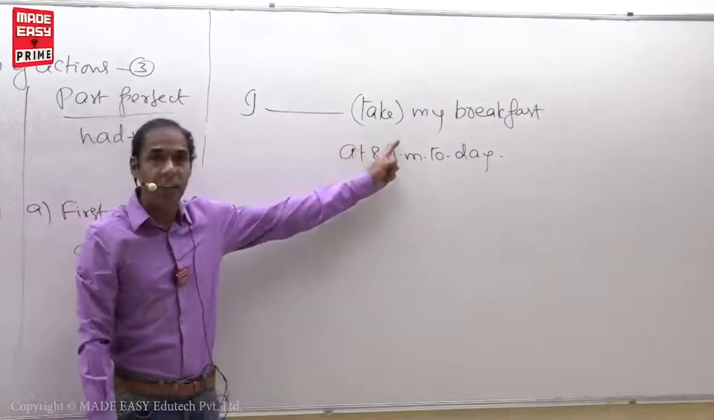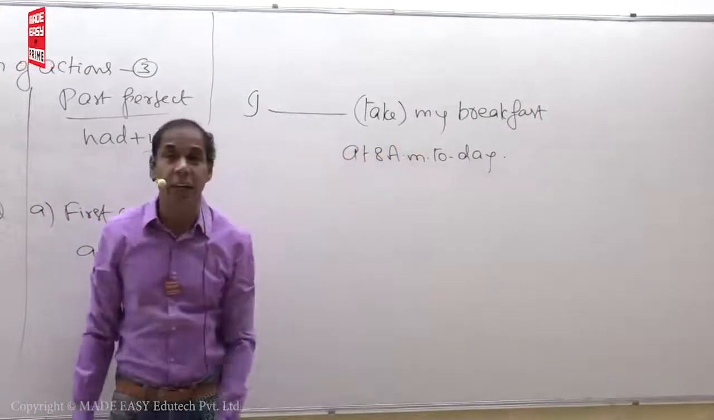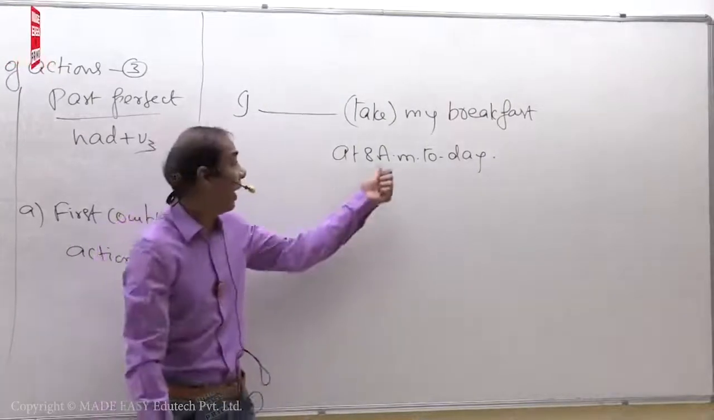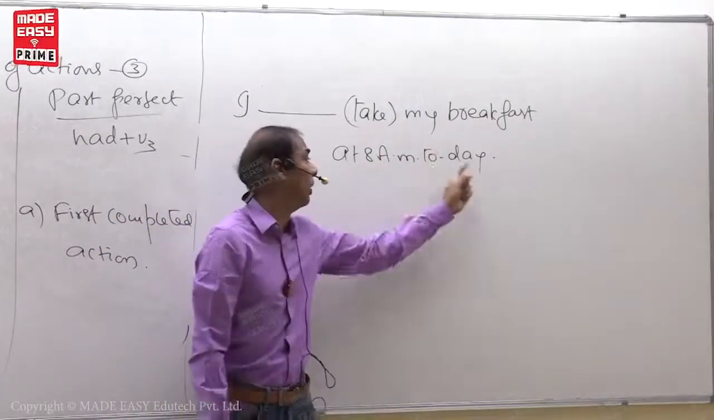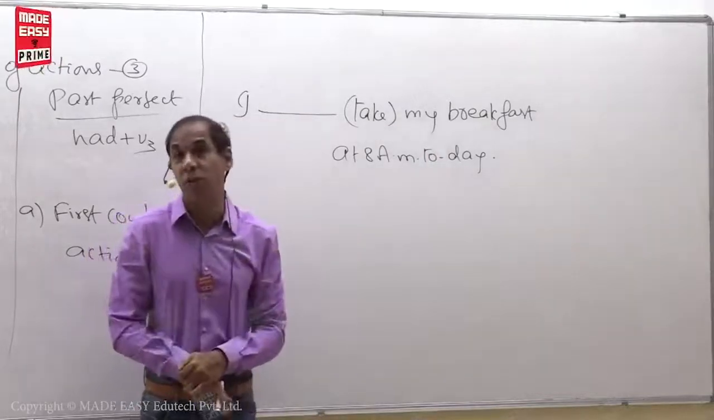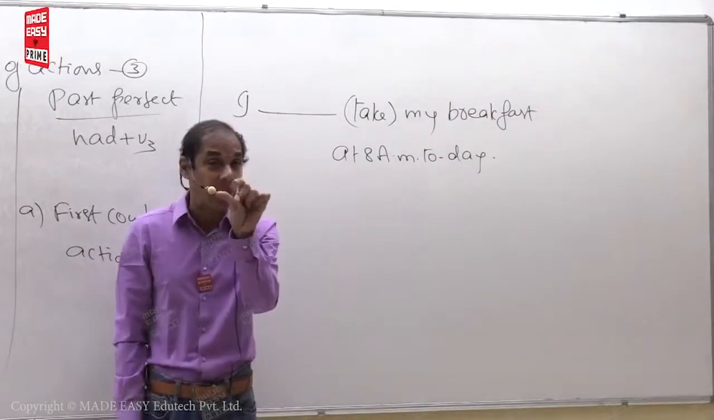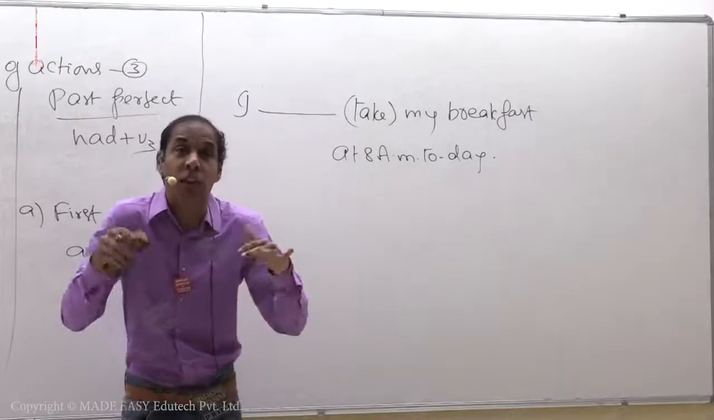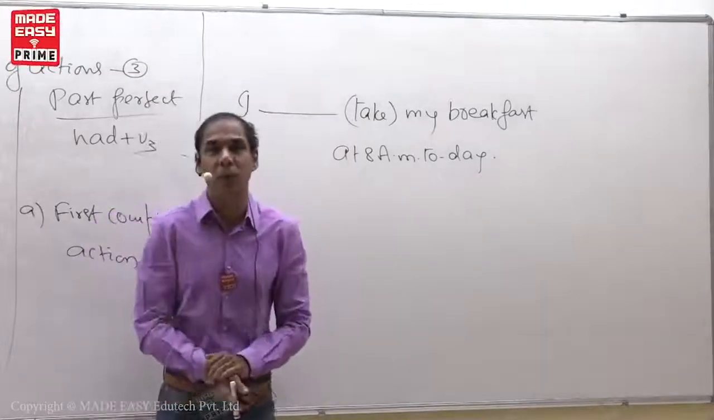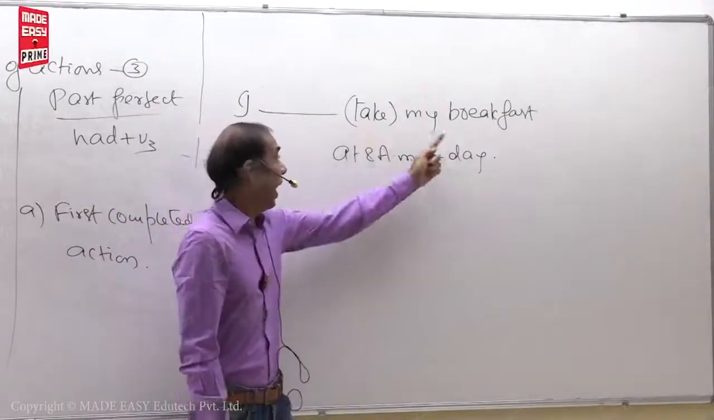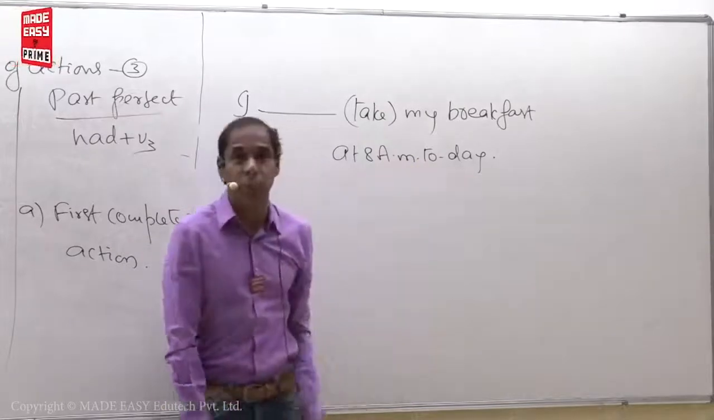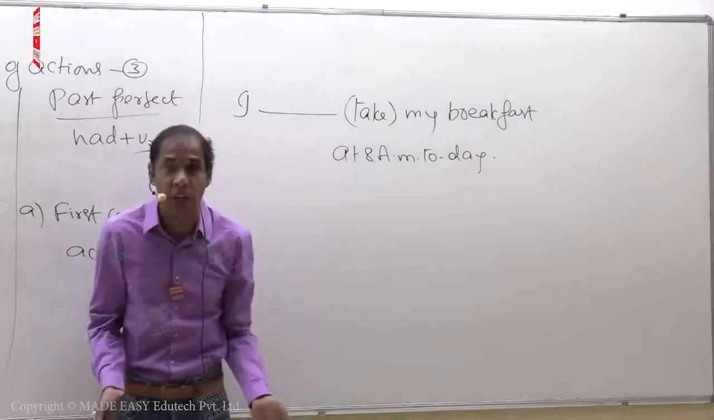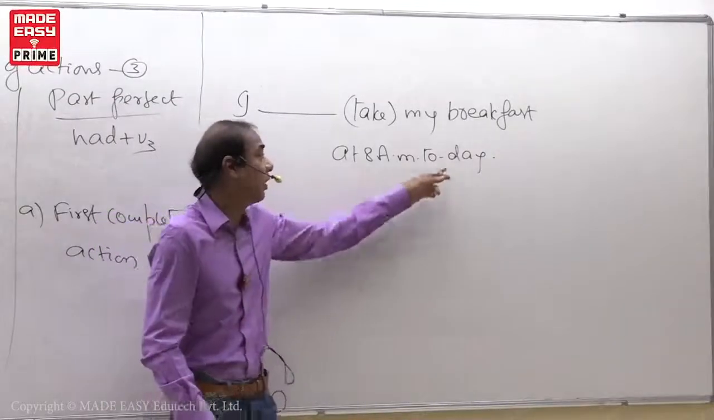Second one. I dash take my breakfast at 8 a.m. today. In the first sentence, we have not specified time, whereas in the second sentence, time is specified. What I told you, do you remember? When the time is specified, do we have a relation with time or no relation with time? We have to identify. I dash take my breakfast at 8 a.m. today. We have a relation with today. It means still we are living in today.